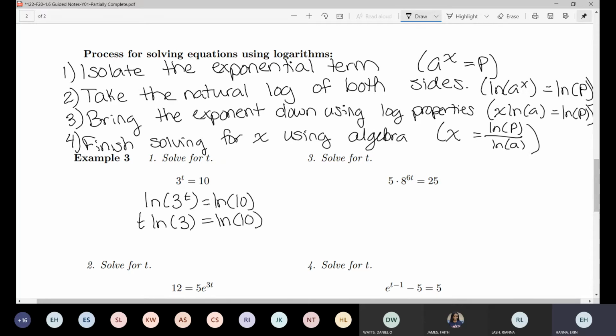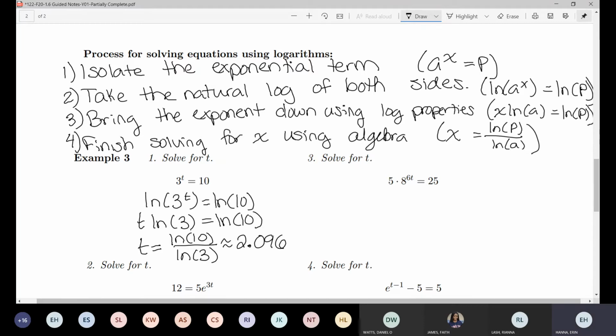So I need to get that natural log of 3 away from the t value, so I have to divide both sides by the natural log of 3. Punch that into a calculator. You're going to get 2.096.